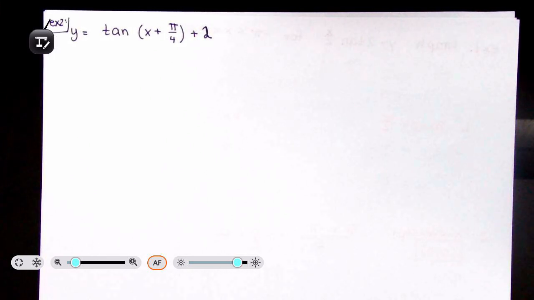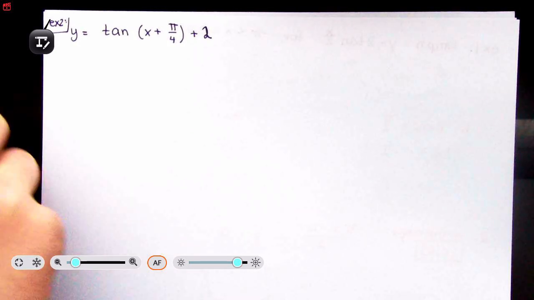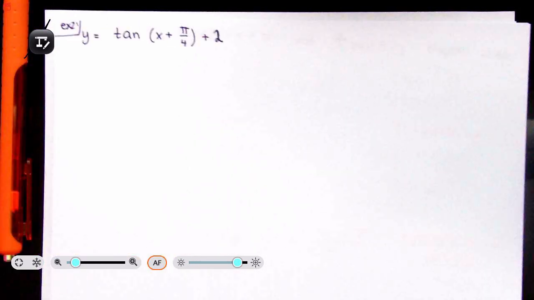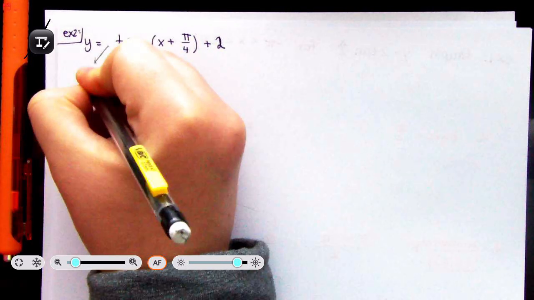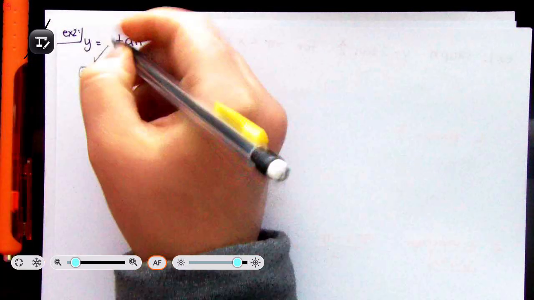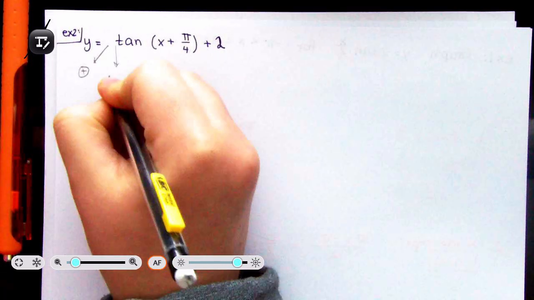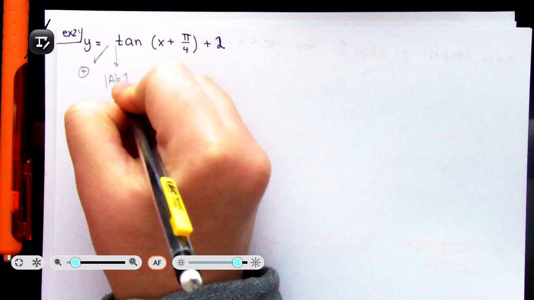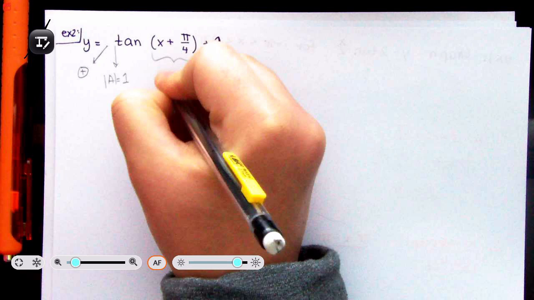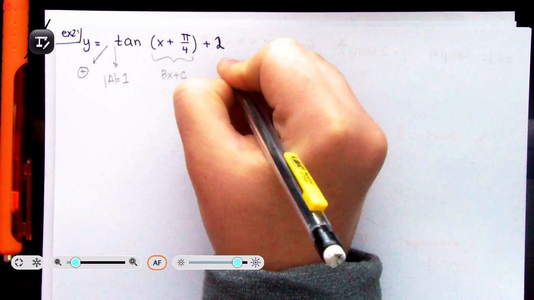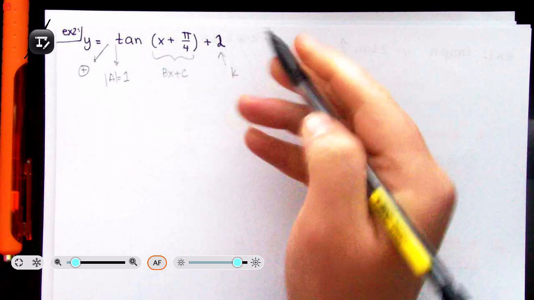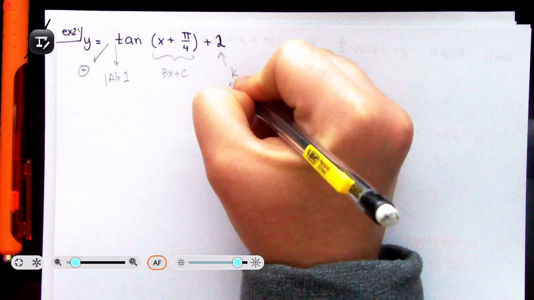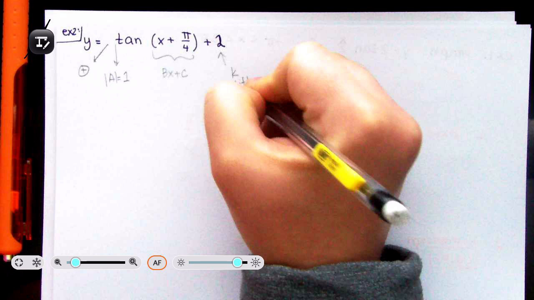All right, so first thing I'm going to identify are some things with the function that's given. I notice that it is positive, so it is going to be an increasing function. I notice that I don't have a number in front. That means my amplitude is 1. Here is my Bx plus c. Here is my K value. And that means I'm going to shift up by 2.